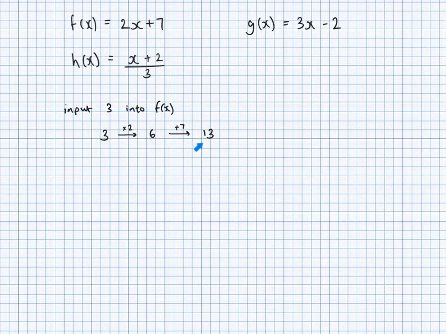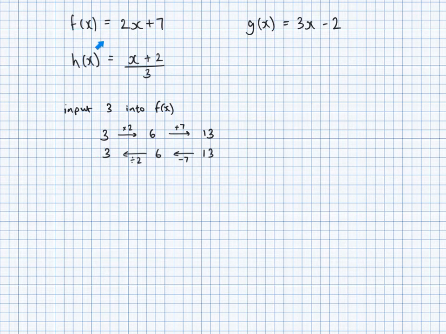Now what if I want to take 13 and go back to 3? Is there such a function? So let's see what that might look like. If I take 13 and take away 7, that gives me 6, and then if I divide by 2, that will give me 3. So there is a function that takes me from my output back to my input. Now that's the inverse function of f of x.